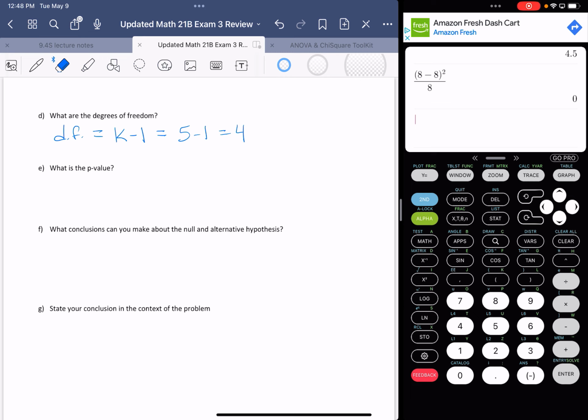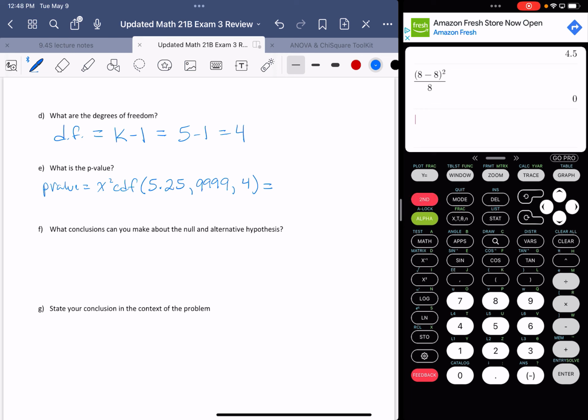We can now calculate the p-value. So the p-value equals chi-squared CDF. Remember, these are always right-tailed tests, right? We've only been doing right-tailed tests for all of these sections. So we have chi-squared CDF. The lower bound is your test statistic, which was 5.25. Since it's a right-tailed test, it goes towards positive infinity or 99999. And then the degrees of freedom, which we just found to be 4.